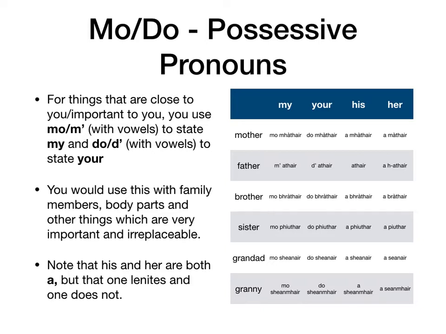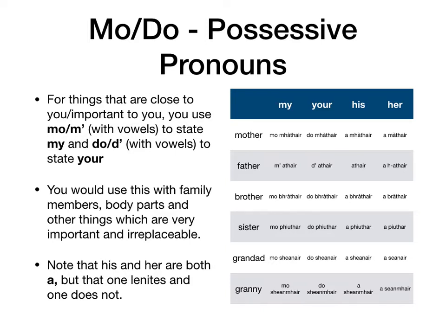So if you look at for my, you would say mo mhathair, m'athair, mo phiuthar, mo bhràthair, mo chaileag, and so on. You'll notice the lenition going on all the way through there, except for the vowel, m'athair. With your, it's do mhathair, d'athair, do phiuthar, and so on. It's always very hard for a teacher when they're teaching the first and second person, because when they model, who are they modelling for? Are they modelling for the people, or are they talking about themselves? But anyway, there's mo and do. They react in the same way and they cause the same thing to happen.